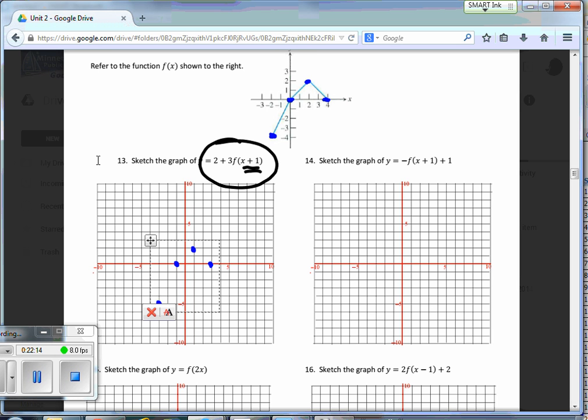What's this 2 in the front doing? Well, it's just the same as if it was at the end here. So just move that 2 to the end instead, +2 at the end. So that means the whole thing up 2. So I'm going to grab these guys and move them up 1, 2. There.